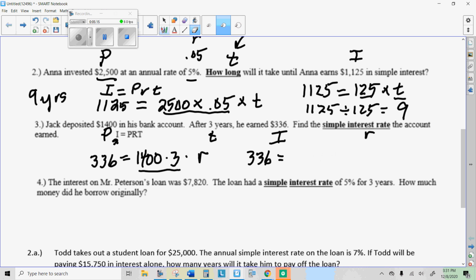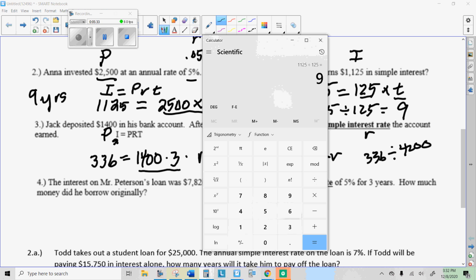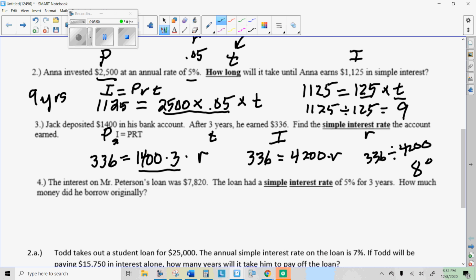Okay, and then I've got to do the last step like I did in the last problem. To figure out what R is, I'm going to do 336 divided by 4,200. Now when you see this answer, you have to interpret it as a percent. So 336 divided by 4,200 equals 0.08. That is the rate written as a decimal. To change that to a percent, you need to multiply it by 100, which is 8%.